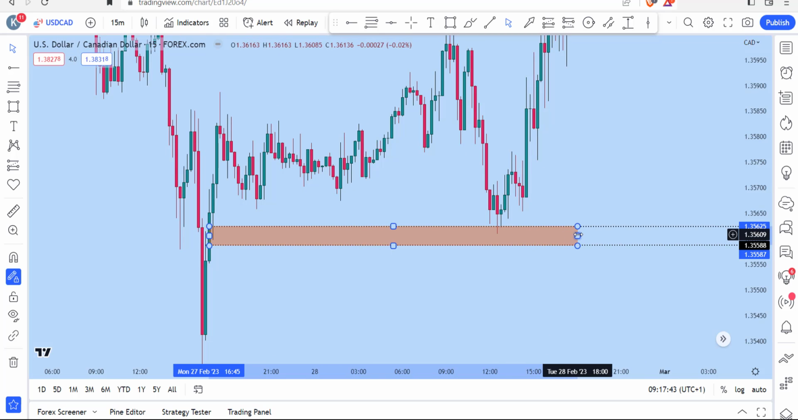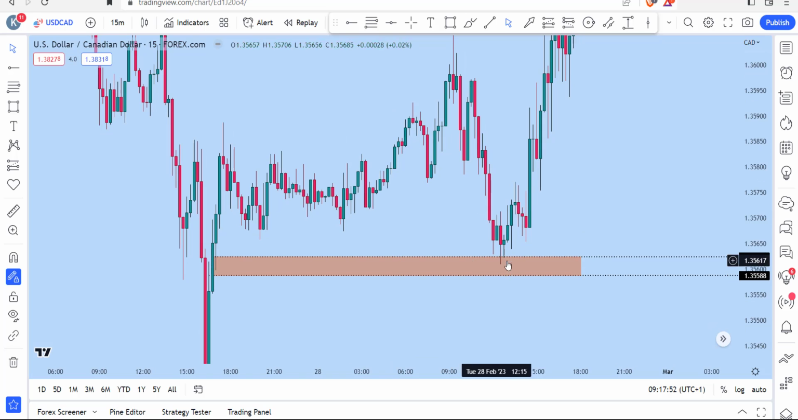So this is it. Your implied fair value gap. Price came back and look at how predictable it is. Price actually came back and just tested that level and then moved on without any hesitation.